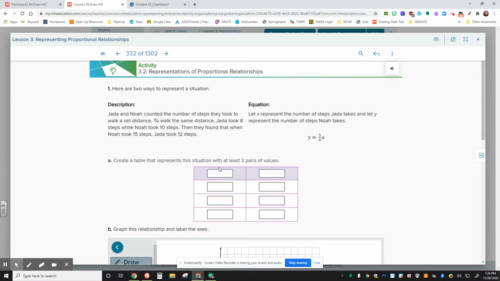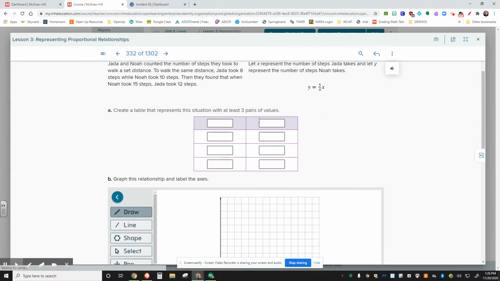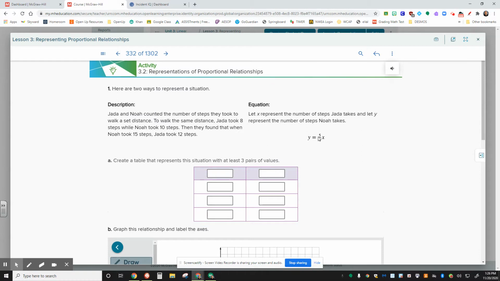As we look at this, it is a ratio that's being compared for Noah to Jada, and Noah is 10 steps to every 8 steps of Jada, and then again, Noah 15 steps to every 12 steps of Jada. The way we're going to represent this is first off, we're going to start out with a table. But to understand that table, we have to understand the equation that's been given. To understand the equation, we really have to understand the variables.